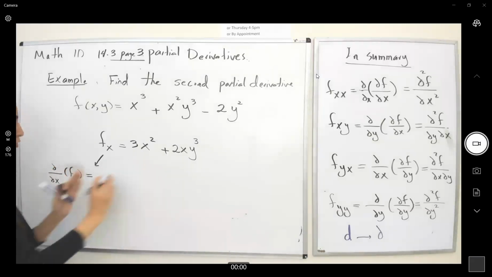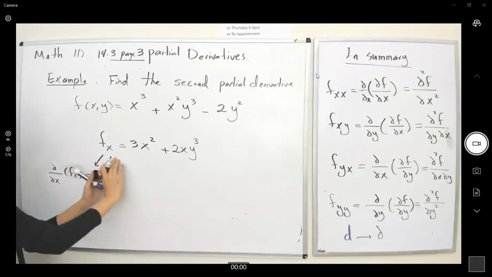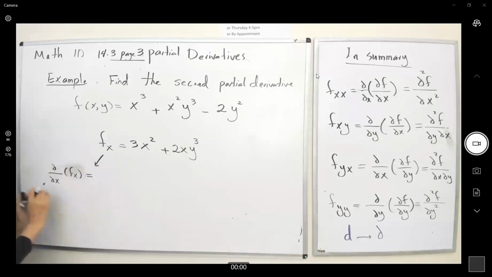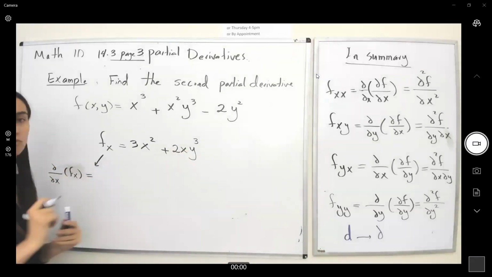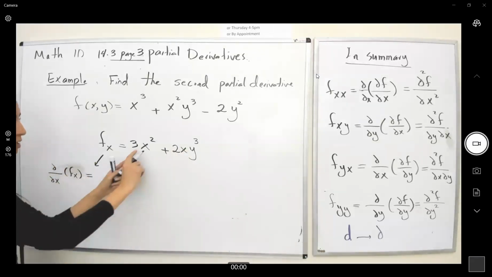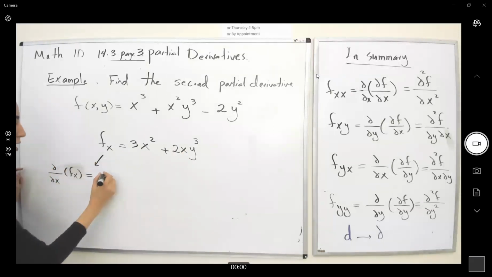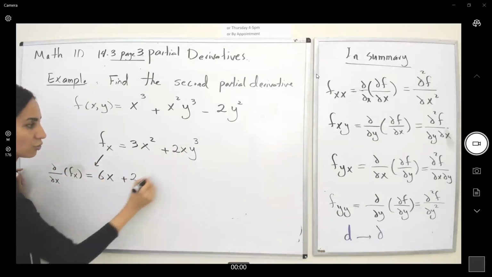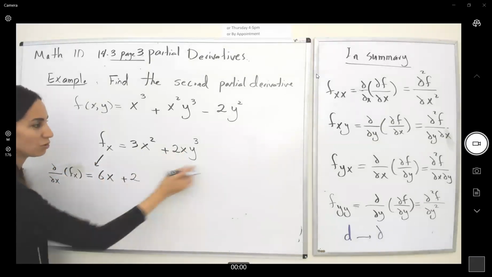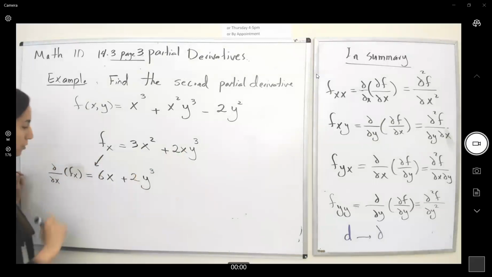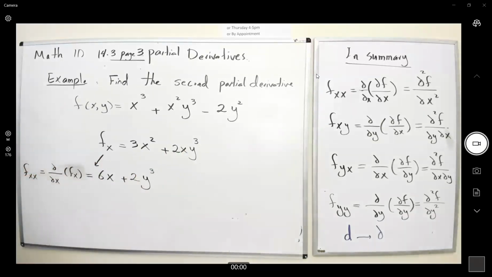So you're taking the partial derivative of the first partial derivative with respect to x. It means that again your y is just a constant. The derivative of 3x squared is 6x, plus 2. The derivative of 2x is 2, and you copy down y cubed. So this is f of xx.